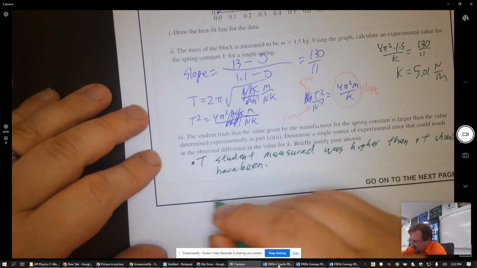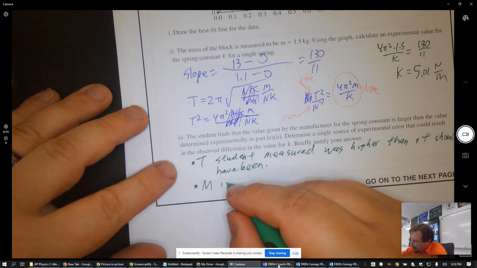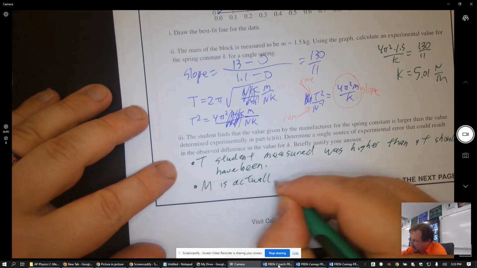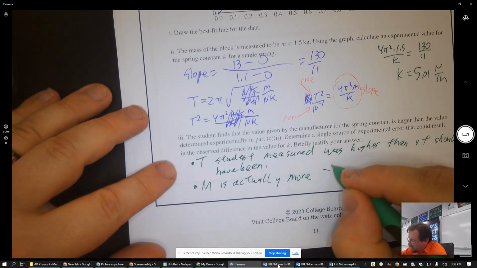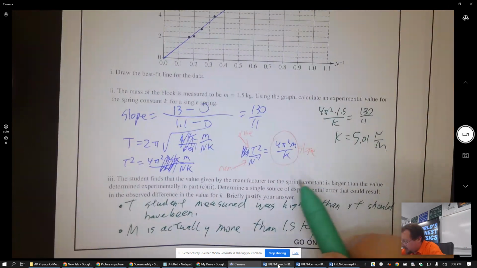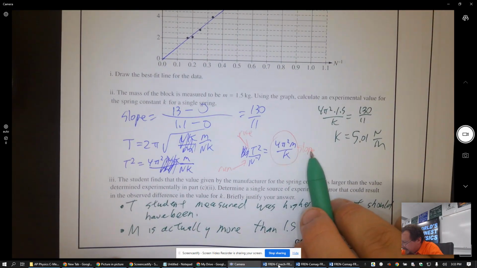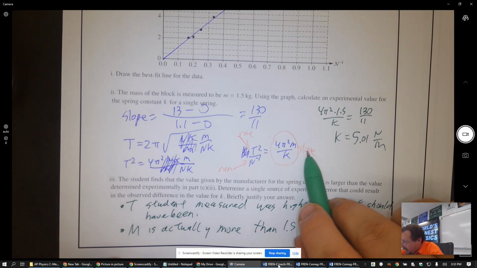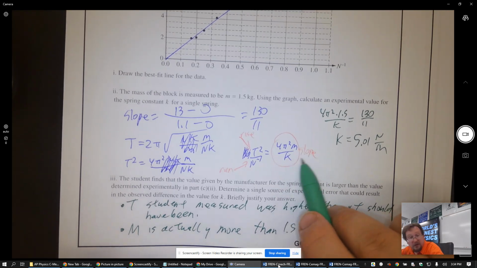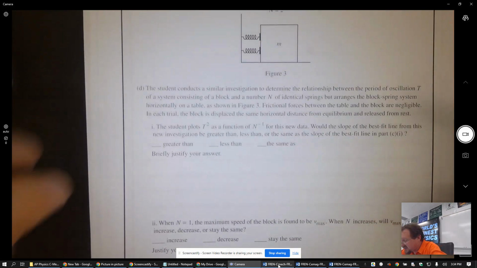I don't know how much detail, like why would that happen maybe? Or the M is actually more than like 1.5 kilograms or something like that. I don't know. Heck, you could even say that the slope is, I should have drawn a less steep slope. Maybe you could have said that.